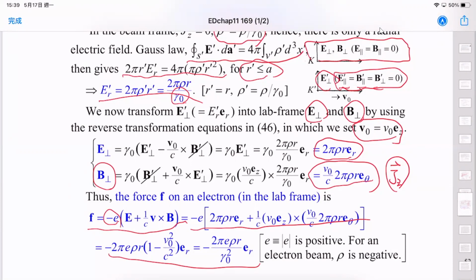And what is the relation here? Okay, so eventually these two have a simple relation, because z cross theta is in the r direction. So they have a simple relation here. They have a repulsive force in the r direction.